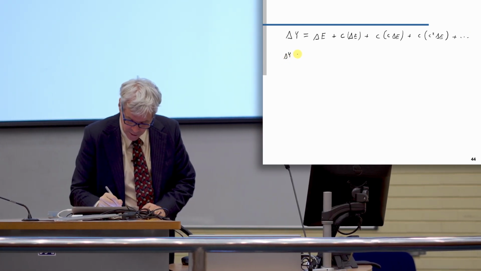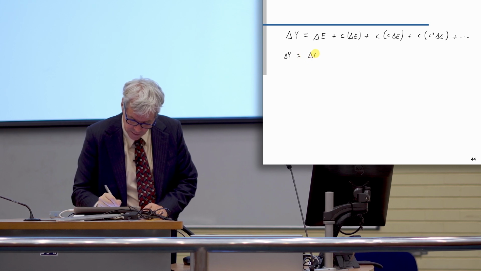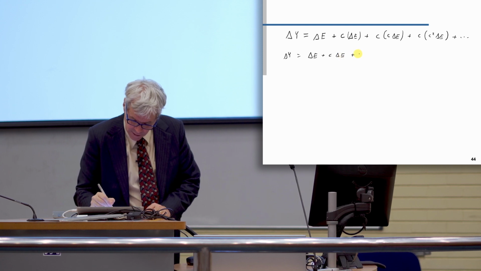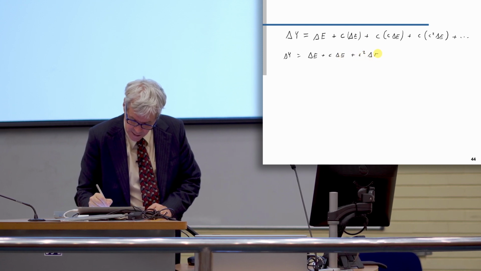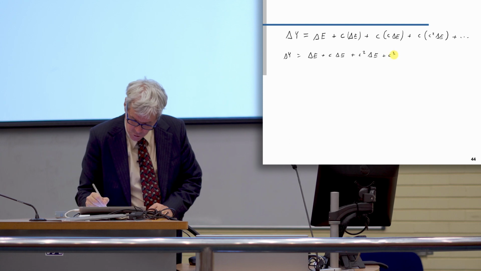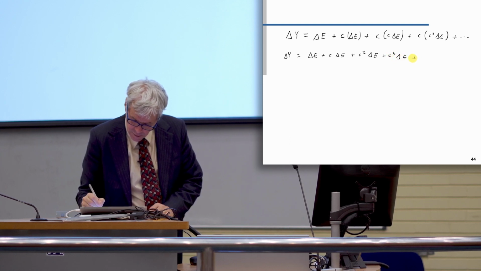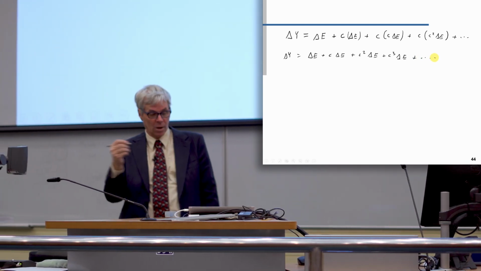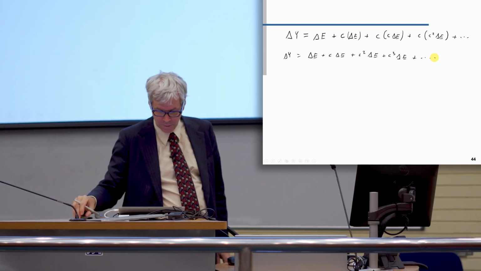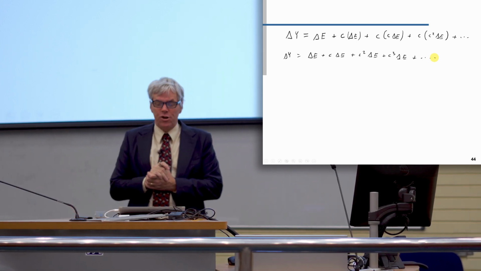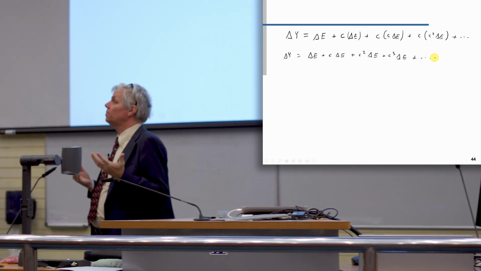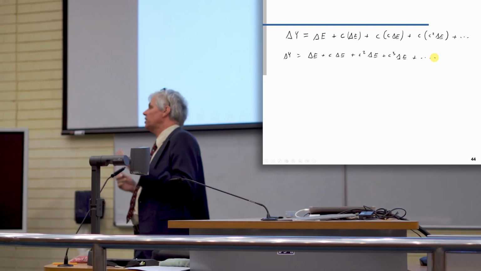the change in Y is equal to delta E plus C delta E plus C squared delta E plus C cubed delta E, and so on and so on and so forth. Right? Okay. So what do we do with this? Because we're wondering, how much does Y change? And what we've got is an infinite series here.